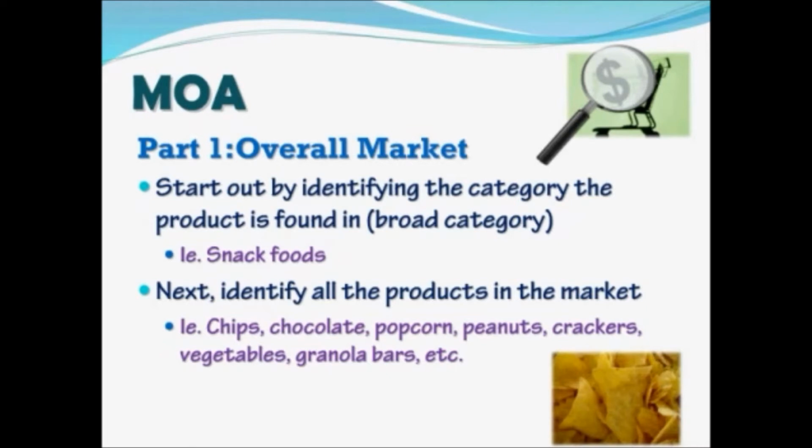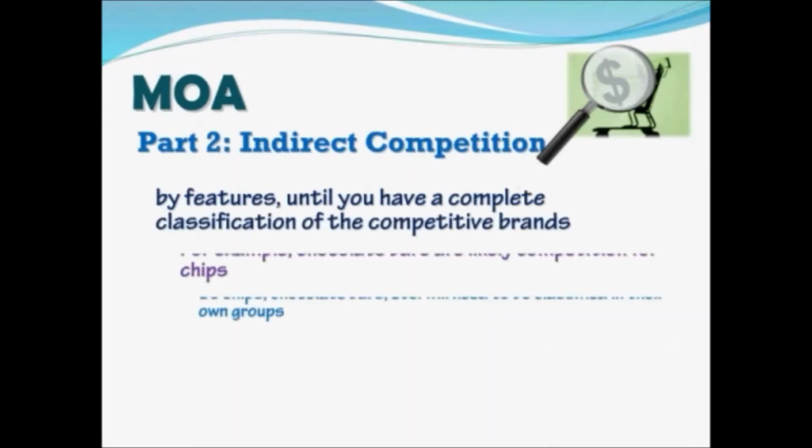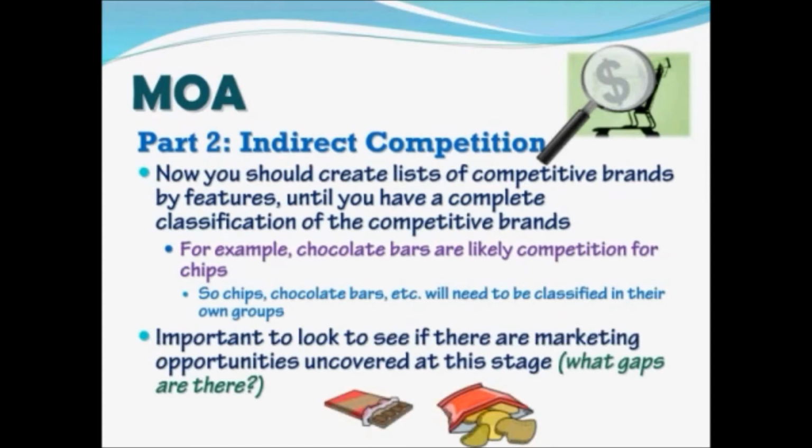And so since you are a chocolate bar manufacturer and you hope to sell your product, a chocolate bar, on the market, you first have to identify this overall market that you'll compete with. So the next step is to identify all the indirect competitors. Again, snack foods, there are many different types of snack foods, from chips to chocolate bars to granola bars.